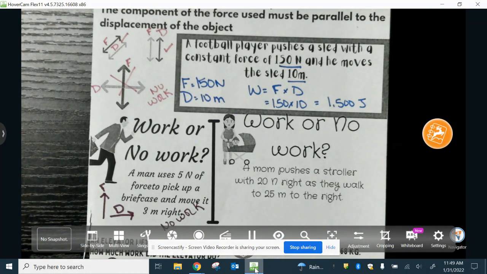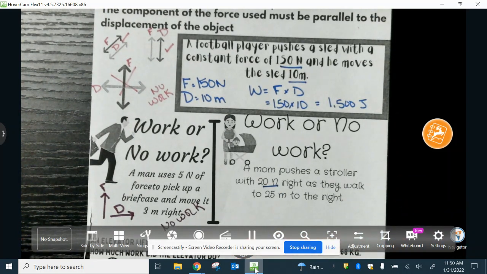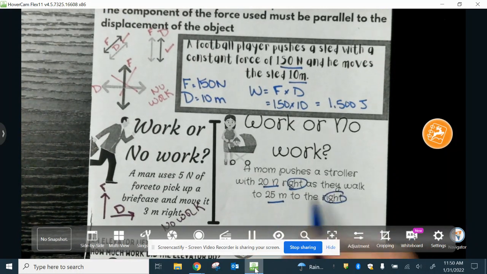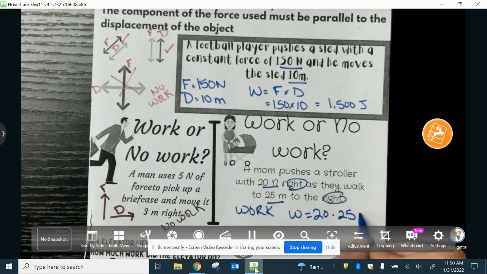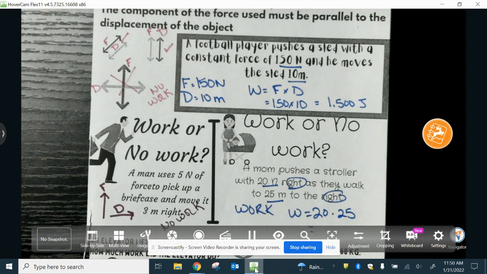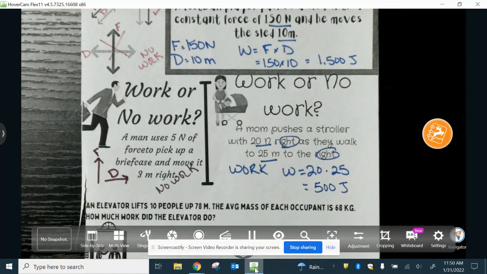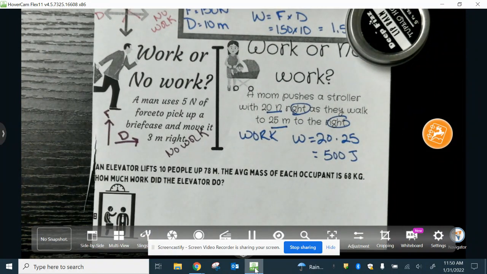A mom pushes a stroller with 20 newtons right as they walk. It would be 20 newtons of force to the right, and they walk 25 meters to the right. So in this case, they're both going to the right. So this is work, and her work would be 20 times 25, which would be 500 joules. Like I said, super, super easy. You can do this.